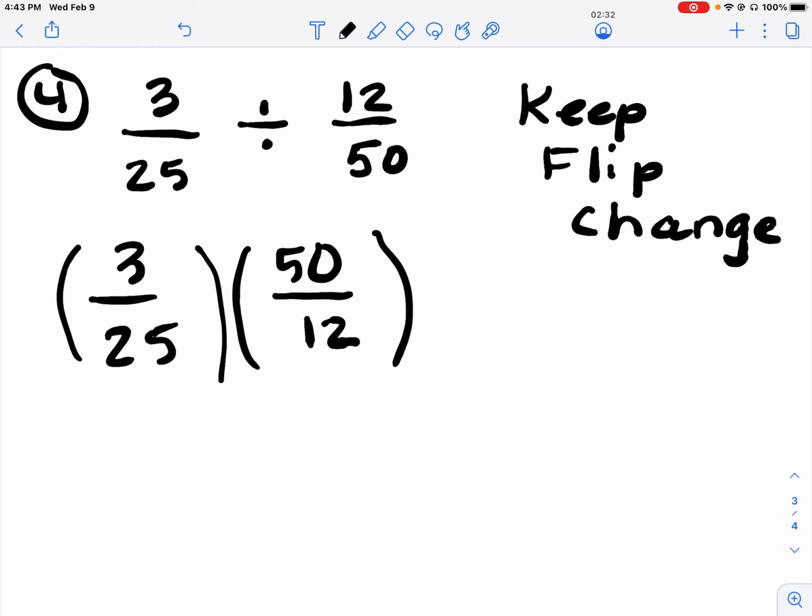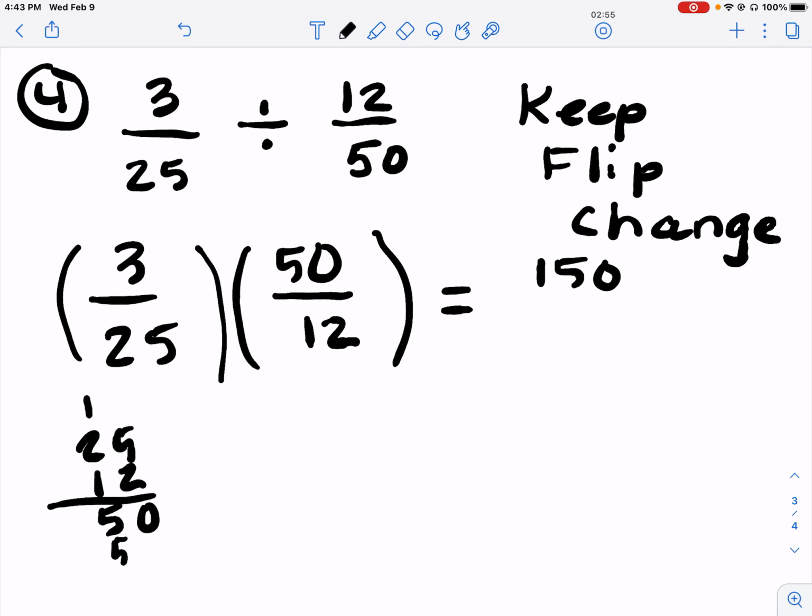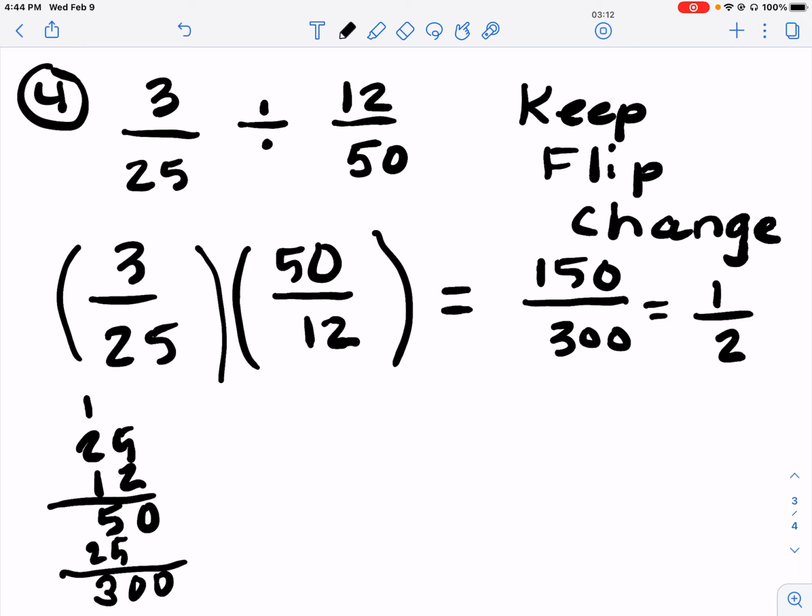Multiply straight across. 3 times 50. Okay, and 25 times 12. 2 times 5 is 10. Carry the 1. 2 times 2 is 4. Plus the 1 is 5. 1 times 5 is 5. 1 times 2 is 2. Okay, so that equals 300. That reduces because 150 goes into 150, and 150 goes into 300 2 times.